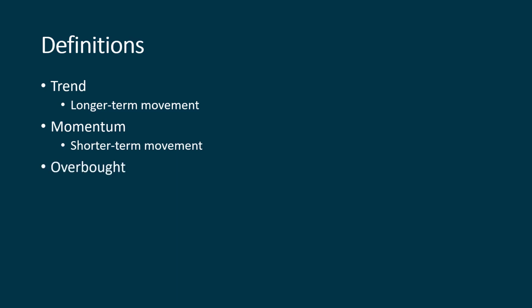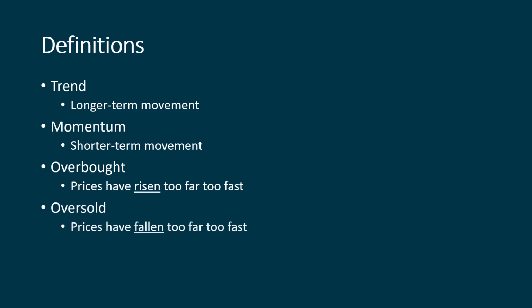Another thing to be aware of is a term called overbought. This is when prices have risen too far too fast. We're looking for a retreat. We also need to know about oversold. This is when prices have fallen too far too fast, and typically we're looking for some kind of a bounce.